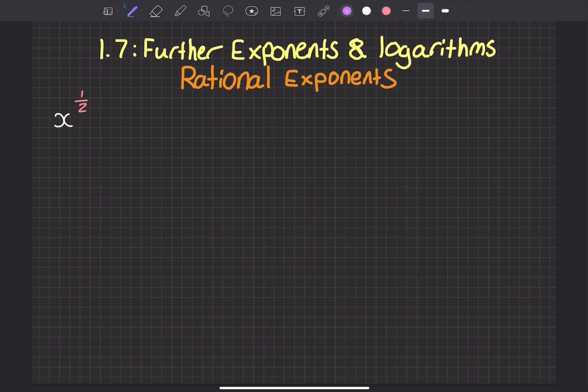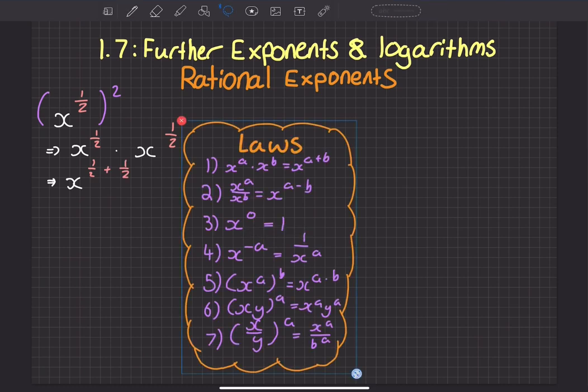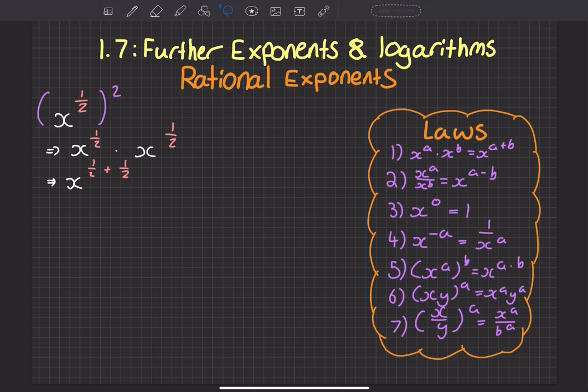Now, the simplest way of illustrating this is if we just square this x to the power of a half. We square the whole thing. Using our exponent laws, this is x to the power of a half multiplied by x to the power of a half, which is x to the power of a half plus a half. Let me put the exponent laws over here on the side. This is again Unit 1.5, and then this would be x.